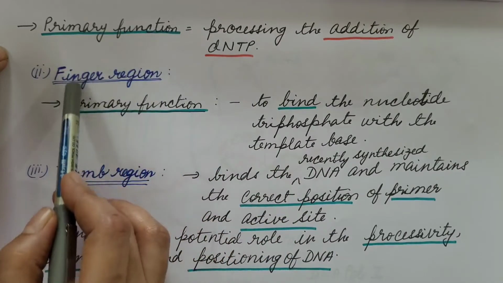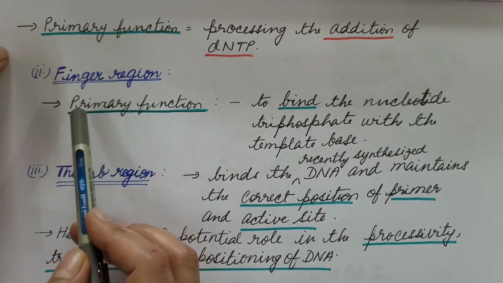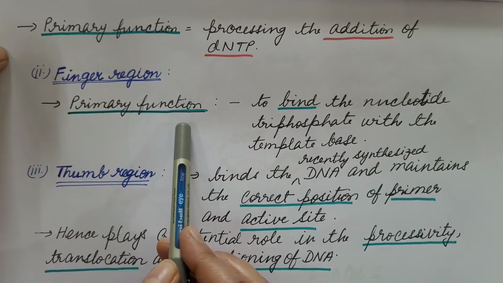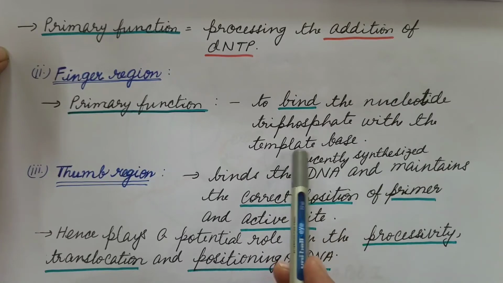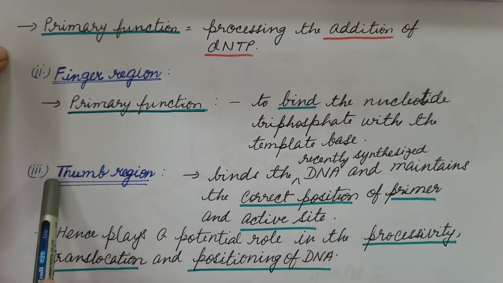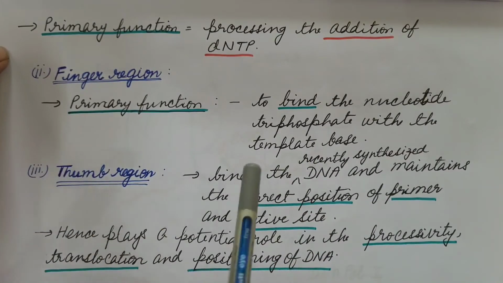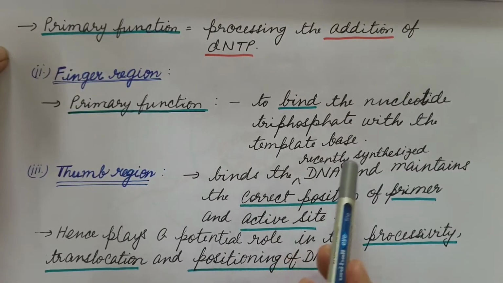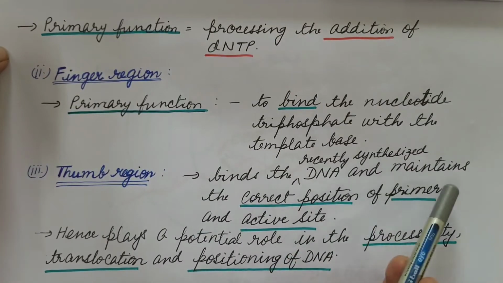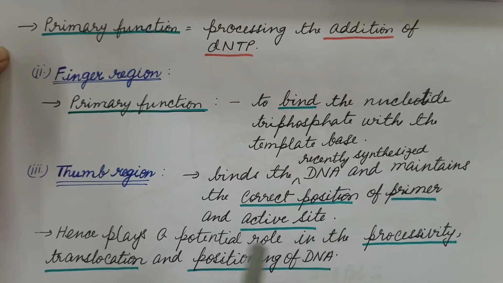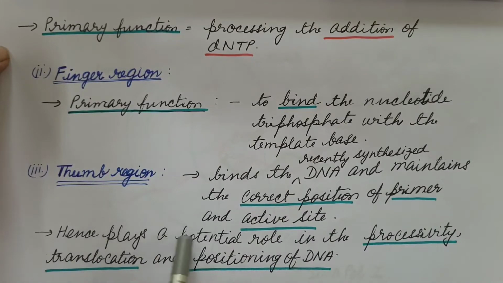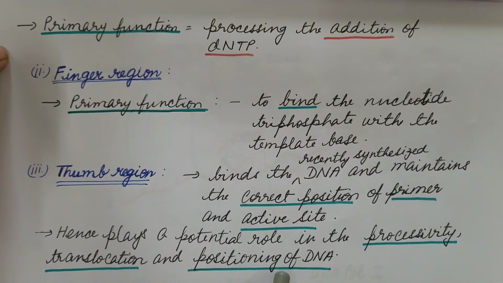Second is the finger region or finger domain. Its primary function is to bind the nucleotide triphosphate with the template base. Third is the thumb region or thumb domain. It binds the recently synthesized DNA and maintains the correct position of primer and active site. Hence, it plays a potential role in the processivity, translocation and positioning of DNA.